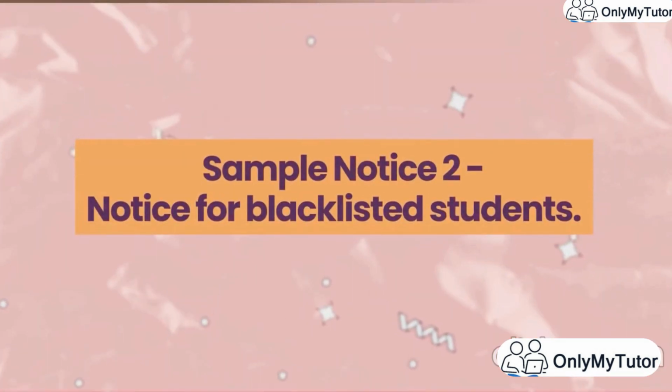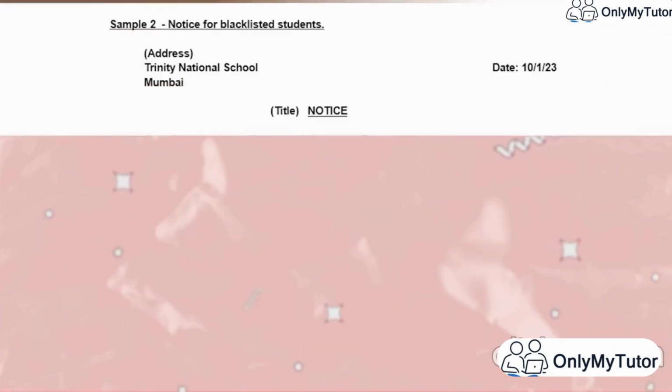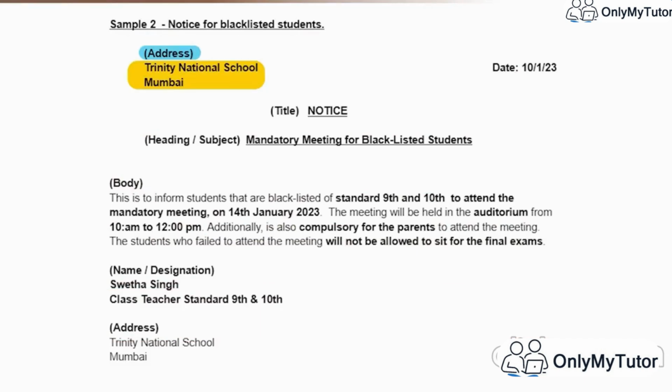Sample 2. Notice for blacklisted students. Address: Trinity National School, Mumbai. Date: 10 January 2023. Title: Notice. Heading or subject: Mandatory meeting for blacklisted students.